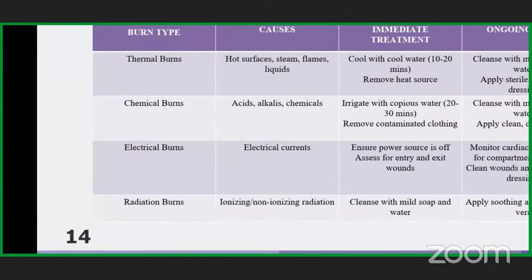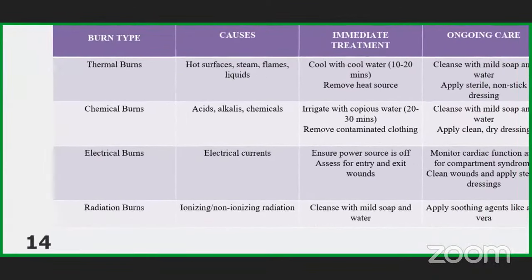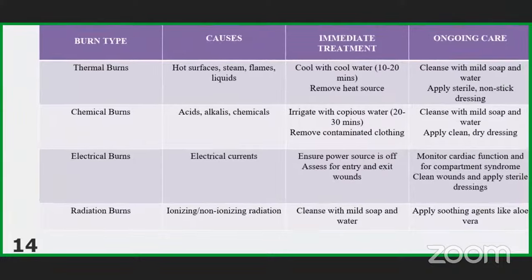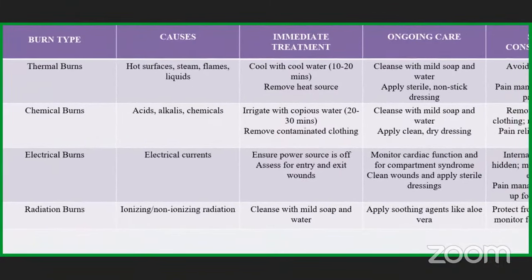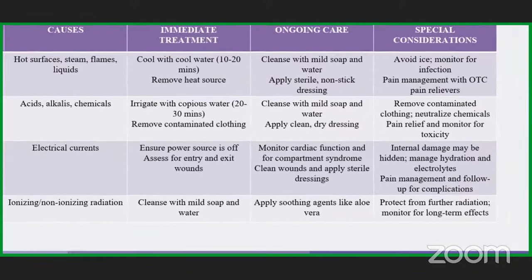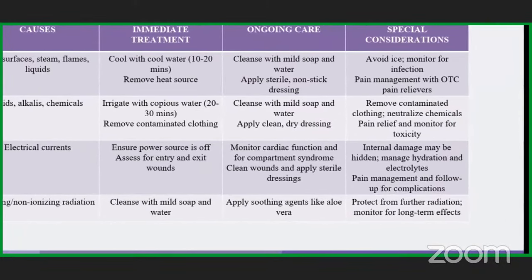Okay. Next, chemical burns: acids, alkalis, chemicals. Irrigate with copious water. Remove contaminated clothing. Immediate treatment is to wash it off with water. Clean with mild soap and water, again the same. Remove contaminated clothing, neutralize chemicals by washing, don't neutralize with any antidotes.